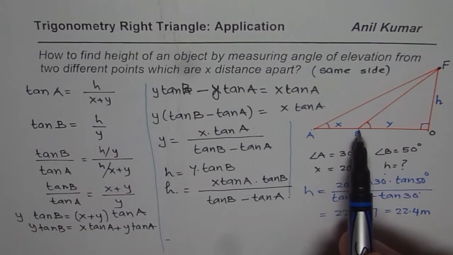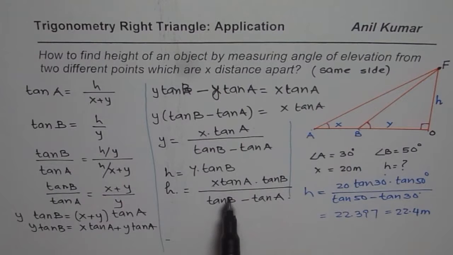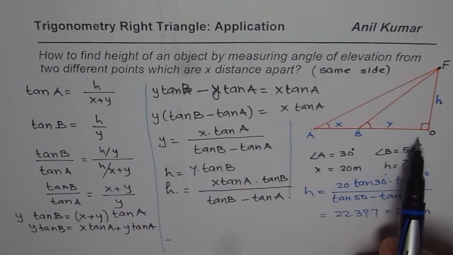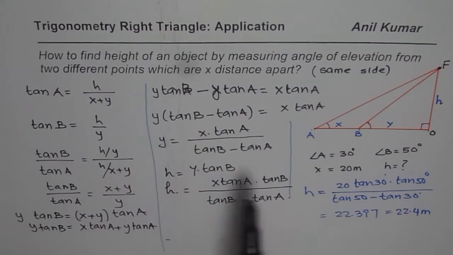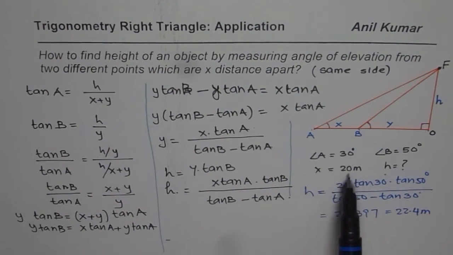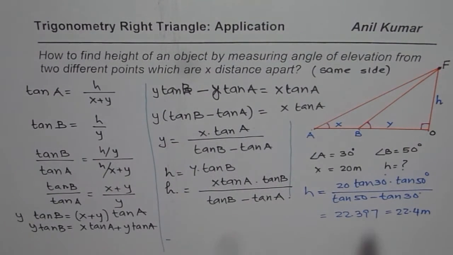So that is how you can find height. You can also find the distance from this to this using this formula. But I hope you get the concept, right? So that is a general formula which you can use. If the values are given to you and you don't want to use the general formula, you can begin by saying tan of 30 degrees is equal to h over x, which is 20, so 20 plus y, right? And then do the needful.